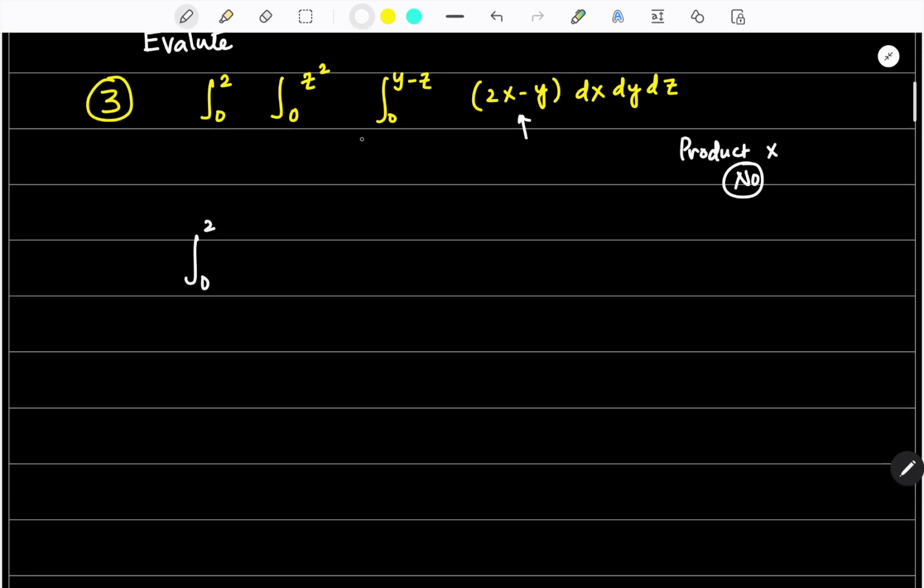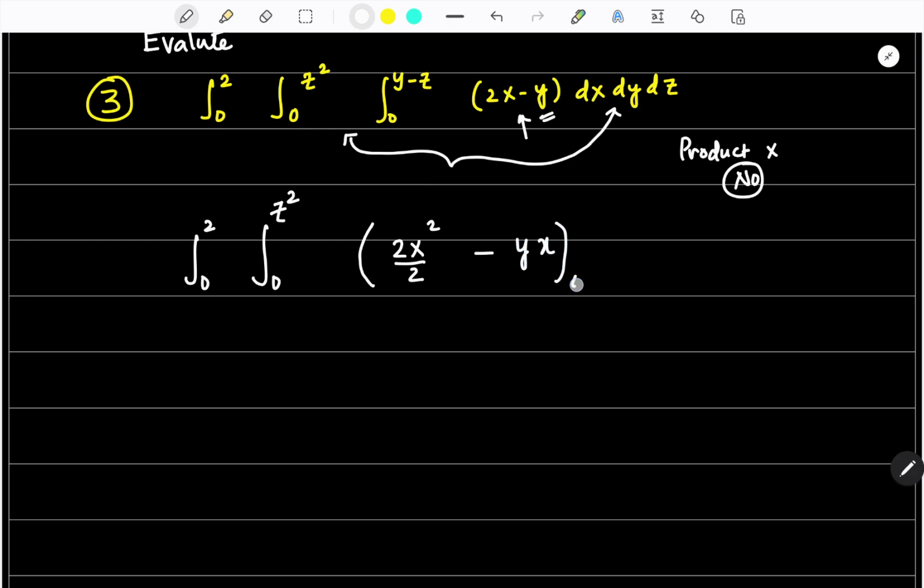Integral 0 to 2. Now the inner integral goes with respect to x, so I'm going to do the integration with respect to x, from 0 to z square. It is 2x square divided by 2. Slowly I'm doing it. This integration goes with respect to x, and y is a constant, so it is yx, from 0 to y minus z. After you finish the integration, make sure you put the limits for x, because you have done the integration with respect to x. Keep that in mind.